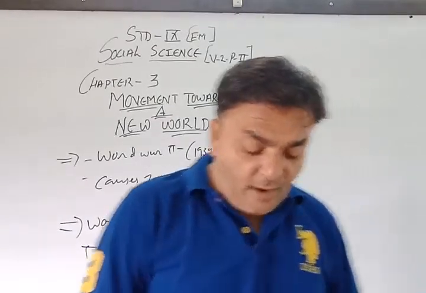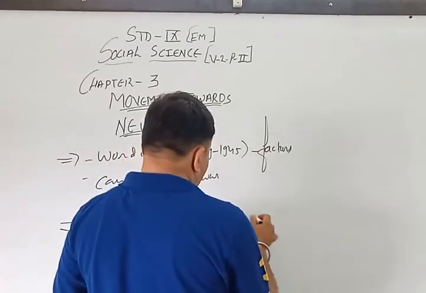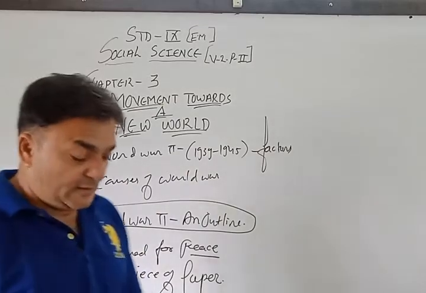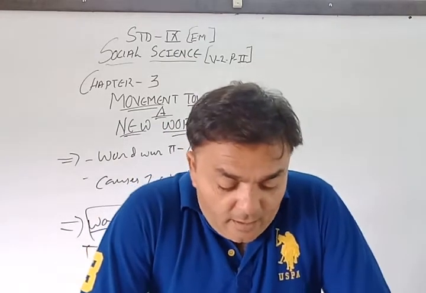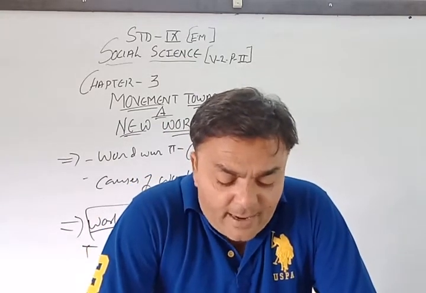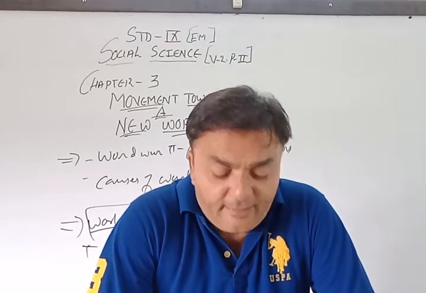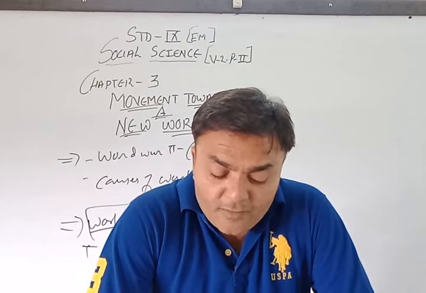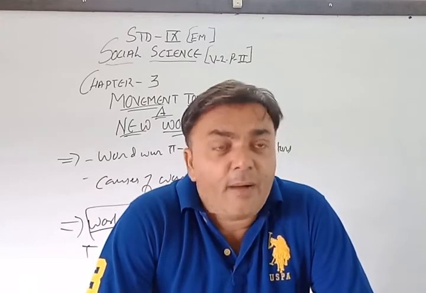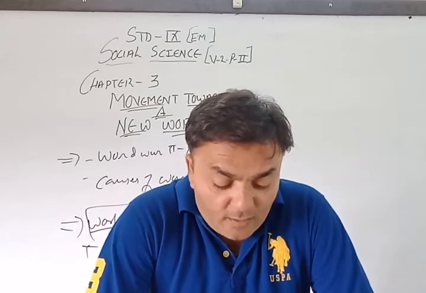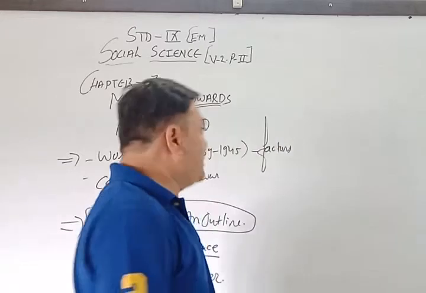Now we are going to World War II and its outline. With the commencement, meaning the announcement of World War II, the world was again divided into two groups. On one side was a group of Allied nations led by England and France. On the other side was a group of Axis nations, Allied and Axis.